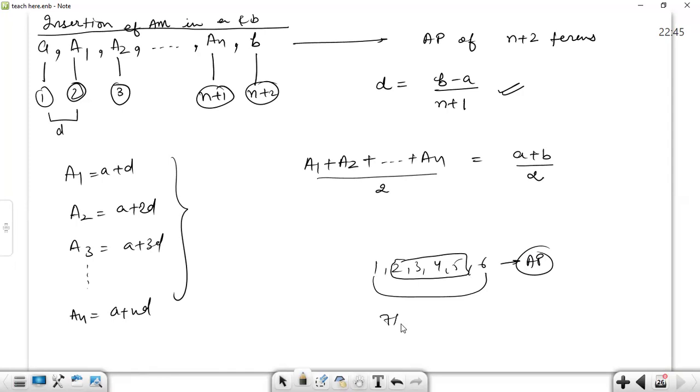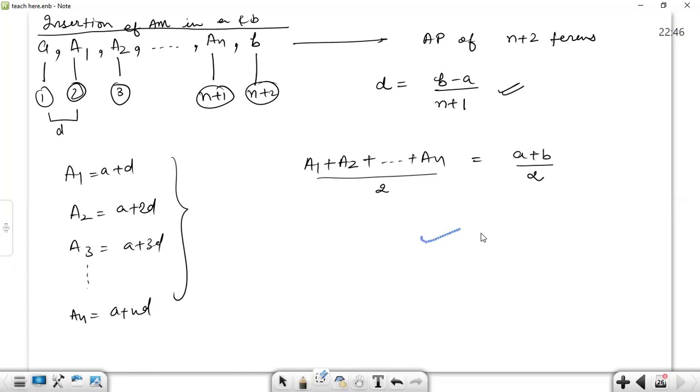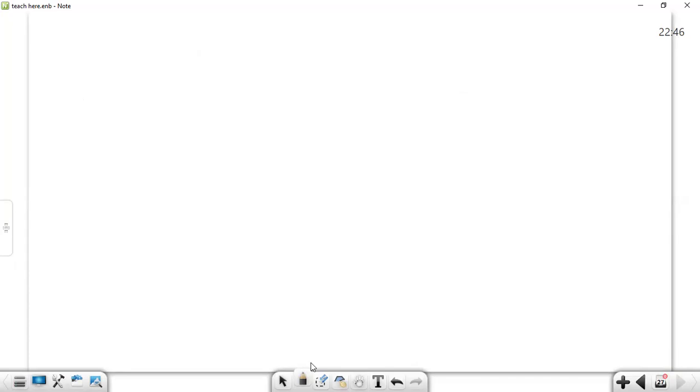So 6 plus 7 divided by 2, and 10 plus 14 divided by 4. Now this is also 7 by 2, this is also 7 by 2. So this is how the arithmetic means of the last terms and the in-between terms are equal. Similarly, we have written this also. Clear? So this page is very important for you. Shall we do a question, or is everything clear? Yes, sir. Okay, so there is a question.